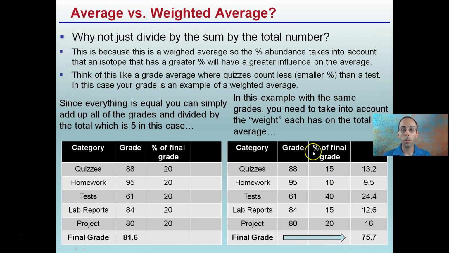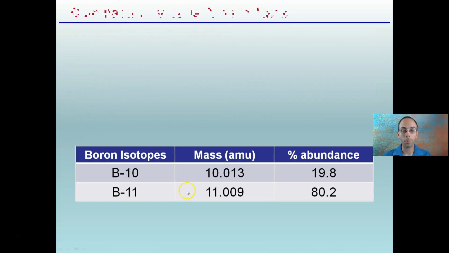So here you can see with this weighted average, because tests count so much and the test grade was so poor, it resulted in a lower final grade than just the straight average, whereas everything being equal. So let's now relate this to a chemistry example.